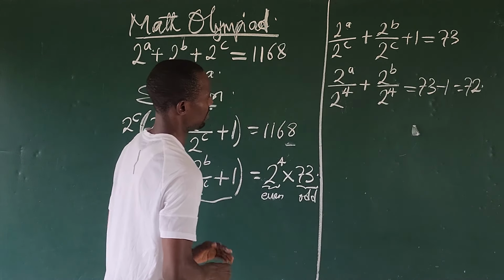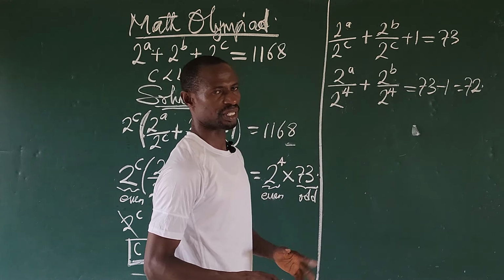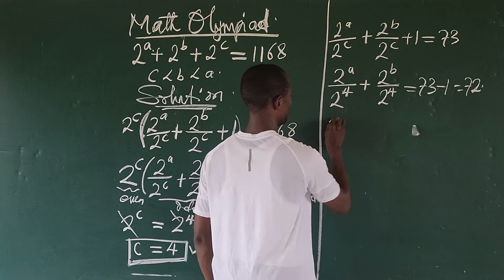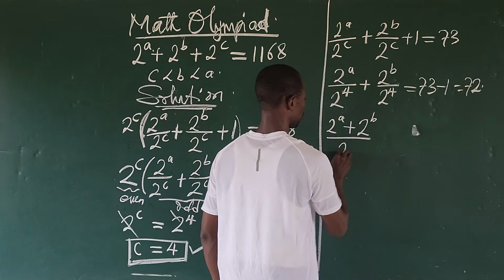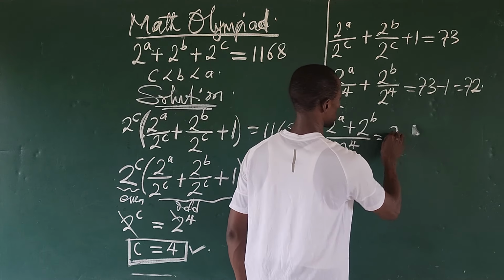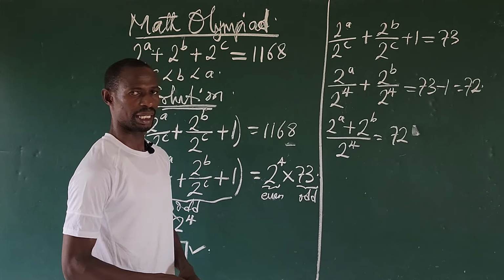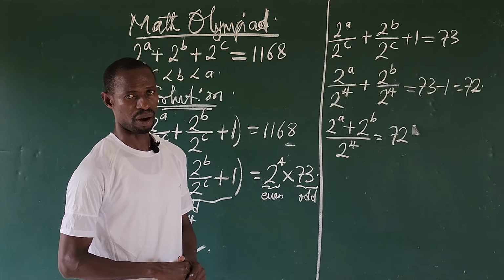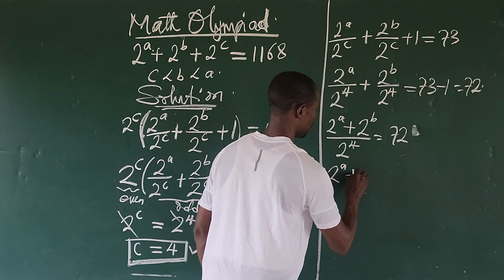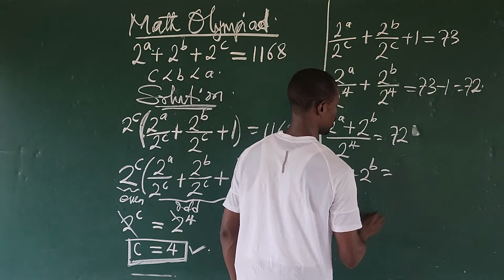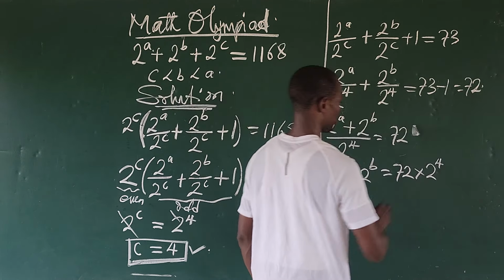Okay, so if we have this to be 72, what happened? These are the same. So that will give us a common denominator. So we have here 2 to the power of A plus 2 to the power of B all over 2 to the power of 4 equal to 72. We have to eliminate this 2 to the power of 4. And how do we do that? We multiply both sides of the equation by 2 to the power of 4. And so the left-hand side will be left with 2 to the power of A plus 2 to the power of B. This is equal to 72 times 2 to the power of 4.